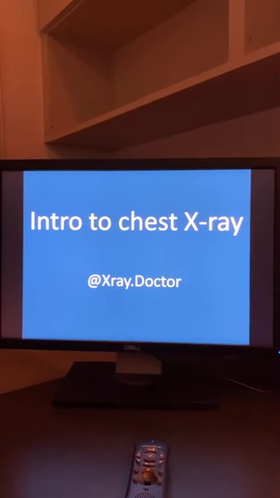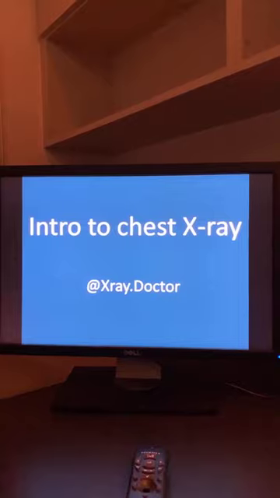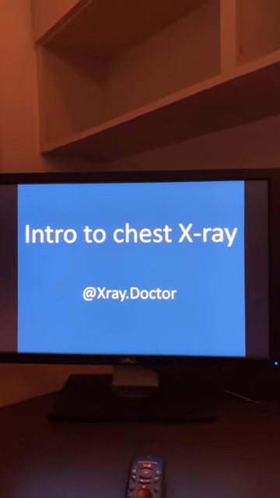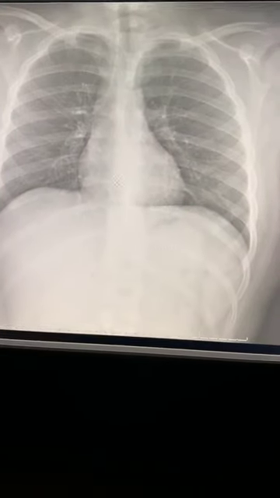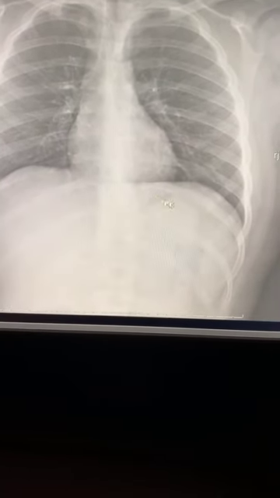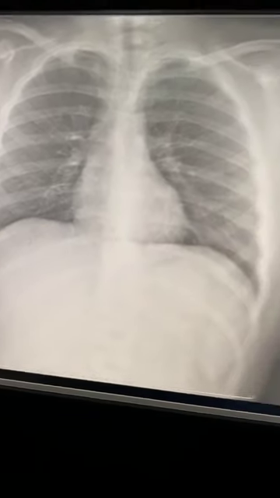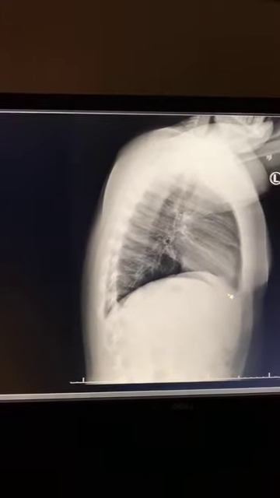Intro to chest x-ray. I got a question: how to tell which part of the diaphragm is right or left. Remember, once again, the left side is where the heart is sitting. So the left side on the lateral view will not go all the way from the back to the front. The right side doesn't have the heart, so it will go all the way from the back to the front. That's how you tell.